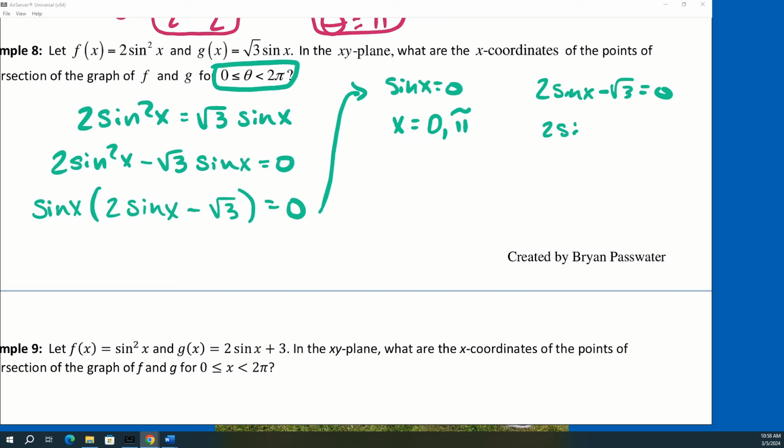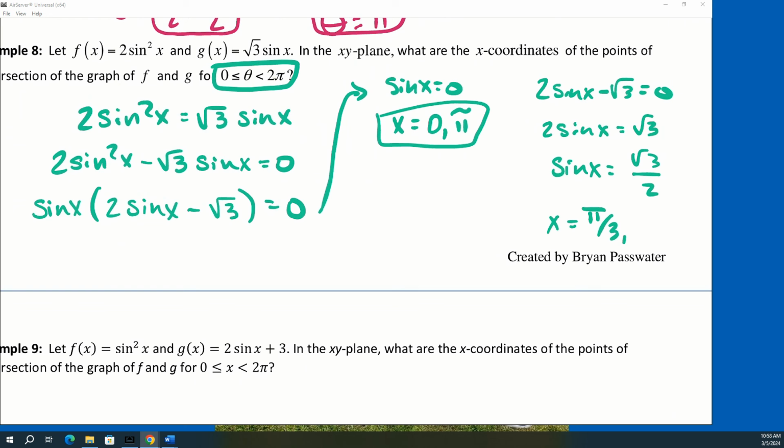All right, and then this one, we're going to add that square root of 3. We're going to divide by 2. And then we are going to look at that unit circle for the y-coordinate to be the square root of 3 over 2. All right, so I get 4 angles. That would be the intersection point of those two graphs in that interval.